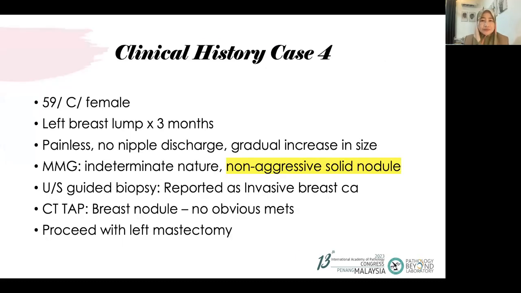All right. Now we move on to the clinical case of the last case, number 4, with a clinical history of a 59-year-old Chinese female with a left breast lump for 3 months, painless, no nipple discharge, with gradual increase in size. The mammogram shows indeterminate nature with a non-aggressive solid nodule. Ultrasound-guided biopsy was reported as invasive breast carcinoma. The CT scan shows a breast nodule, no obvious metastasis, and they proceeded with left mastectomy in this case.